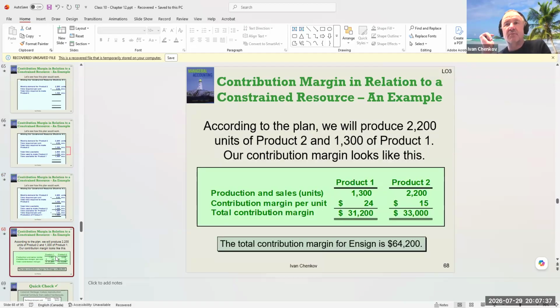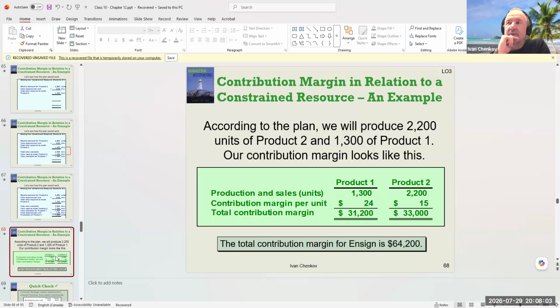If we produce product 1, 1,300 units, and product 2, 2,200, the entire demand, then my contribution margin first, and my profit will be the highest possible. In any other combination, the profit is going to be less than in this situation. You're not going to lose money, but it's going to be less profit.